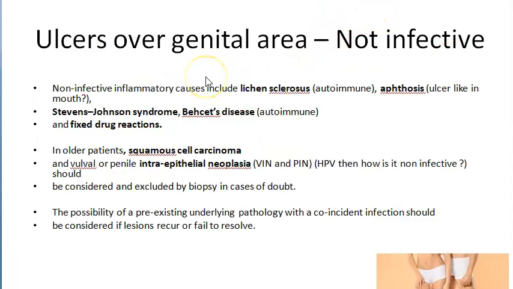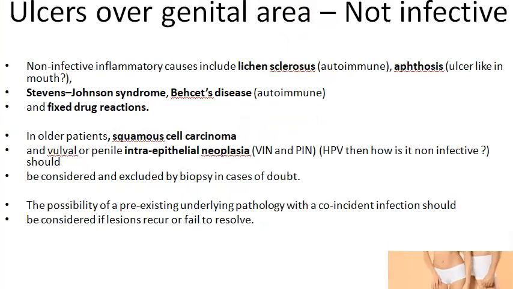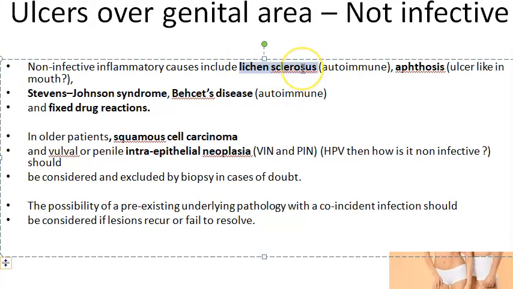See, these are listed by the Davidson textbook, hence we are telling you. Davidson says that lichen sclerosis, an autoimmune condition, and aphthosis, that is aphthous ulcer, like how it happens in your mouth, some kind of ulcer like that. All these are autoimmune. This one, lichen sclerosis, they're saying is autoimmune.